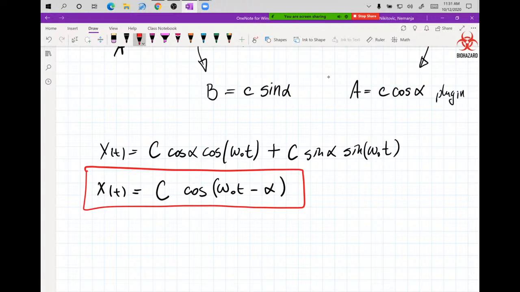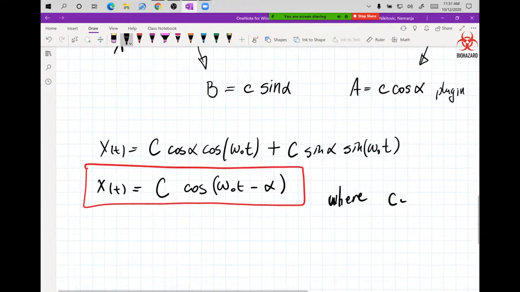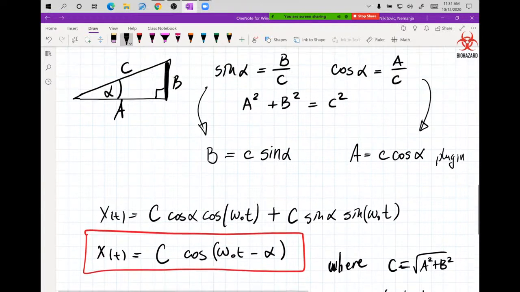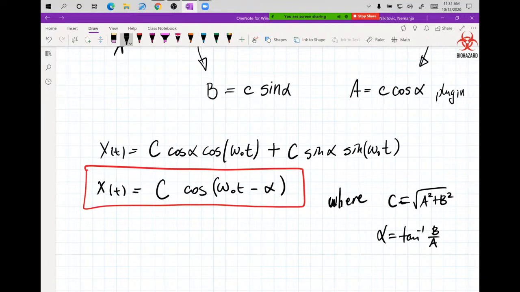So here is your new form of the answer, where your C is given as the square root of A squared plus B squared, and your alpha is going to be the inverse tangent of B over A. So now, when you get a solution in terms of those A and B, you can actually collapse that answer into a single trig function, which is why we see that motion just oscillate. The motion would just oscillate.